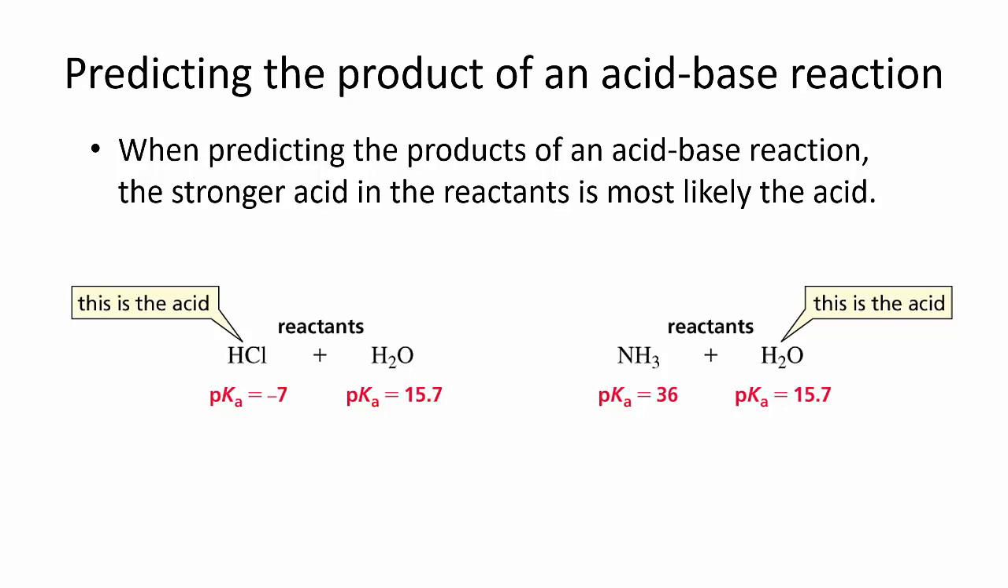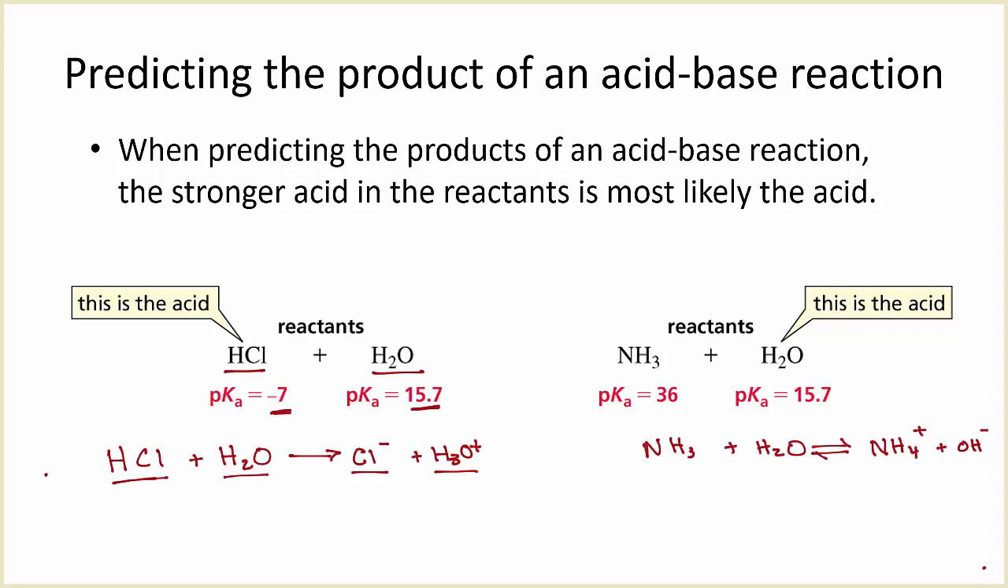So before we write the reaction, first just remember that H2O is the stronger acid of the two substances. Remember, the lower pKa is the acid. And so that means it'll be the proton donor, which means, if you look at the reaction, the NH3 will accept a proton from the H2O to produce ammonium ion and hydroxide ion.